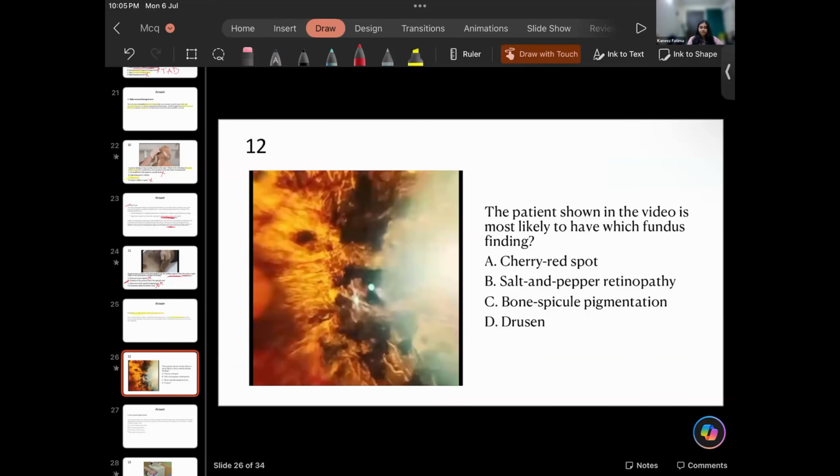Next, the patient shown in the video is most likely to have which fundus finding? So basically, this video will demonstrate a fundus video or a fundus photograph, and the patient has which of the following. So you have to see the video and arrive at the diagnosis. It is a one-step question.